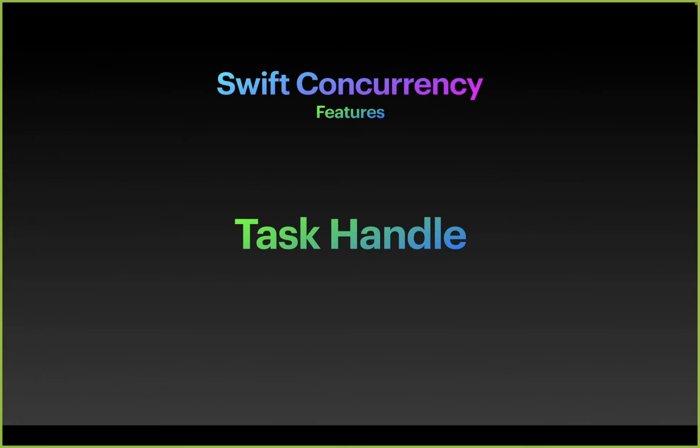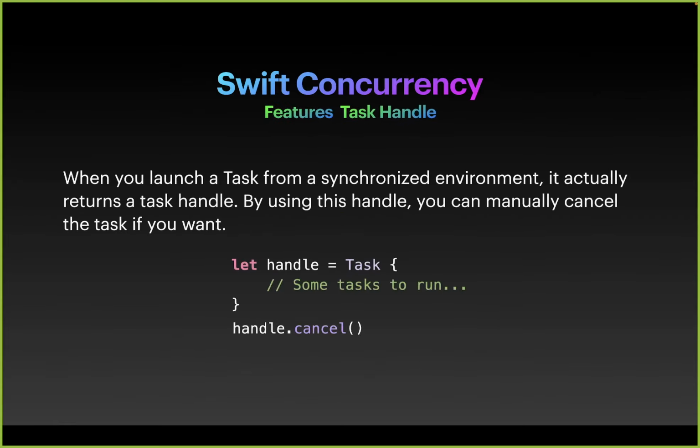Now, the next topic is something called task handle. The task handle is something you can use to cancel the task manually. When we launch a task from a synchronous environment, where you use Task with the curly brackets, you launch a task and actually return a task handle. By using this handle, you can manually cancel the task if you want.